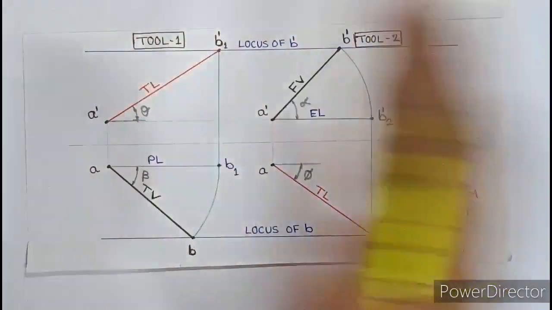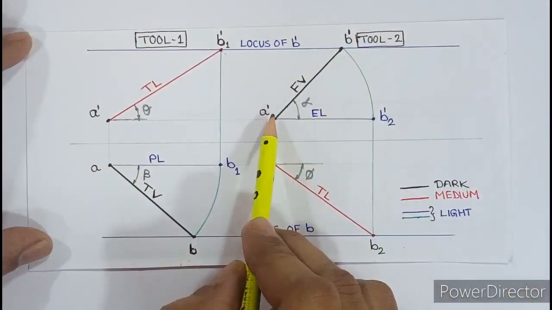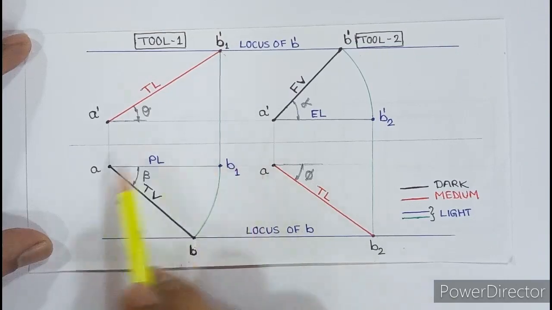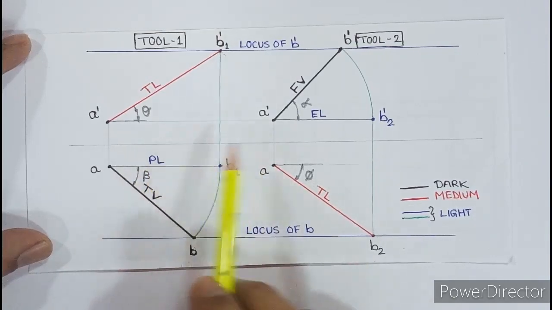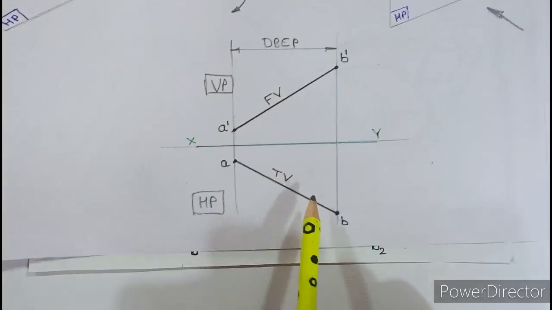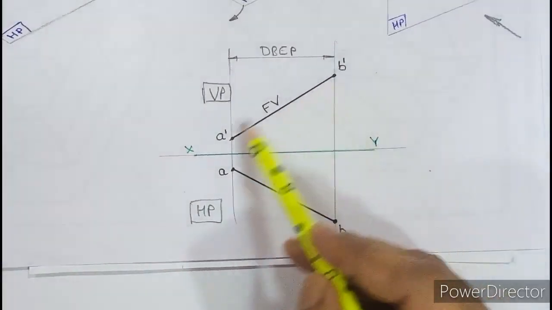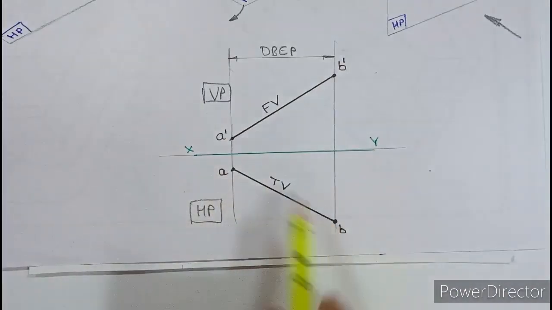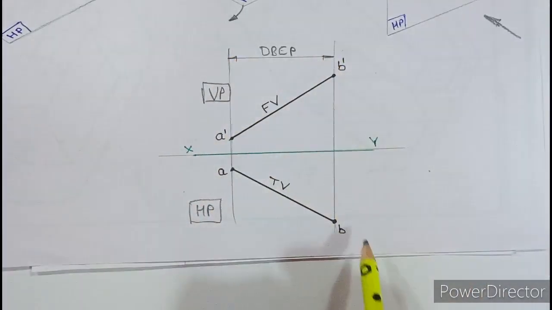Finally, when you merge both the diagram, this A dash and A dash will coincide, A and A will coincide, and as per orthographic, front view and top view of a line or a point or an object always lies on the same line. So you should remember that after you merge both the objects, this front view A dash B dash and AB lies on the same vertical line.